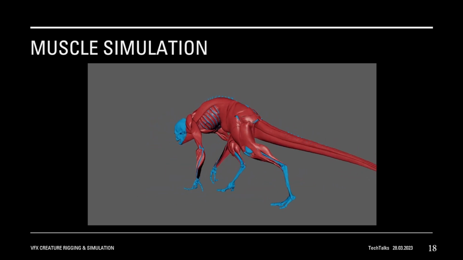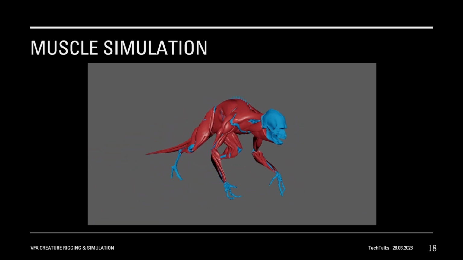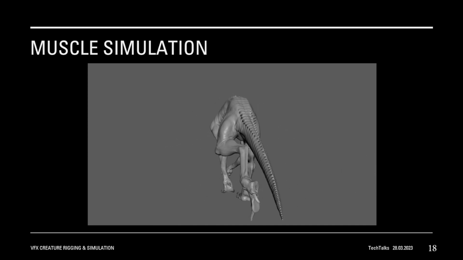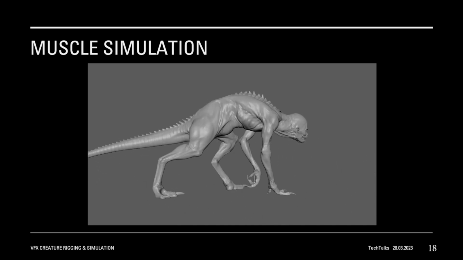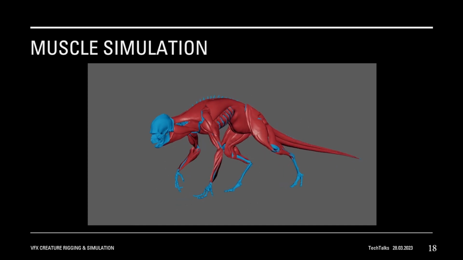Here you can see the final version of the muscle simulation. In total, we had, I think, 83 muscles that were simulated, all in Ziva. It's a Maya plugin for simulating tissue simulations.